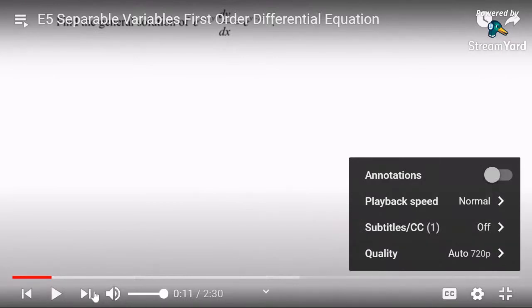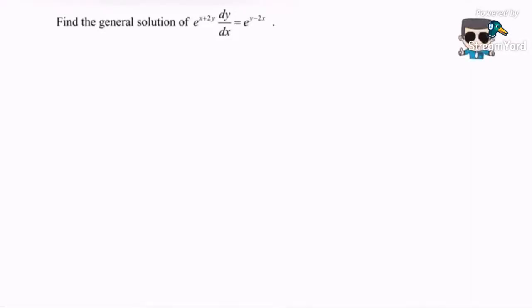In this video, I'm going to discuss the topic first order differential equation. So here we have the example for separable variable. Find the general solution of e to the power of x plus 2y multiplied with dy dx is equals to e to the power of y minus 2x.